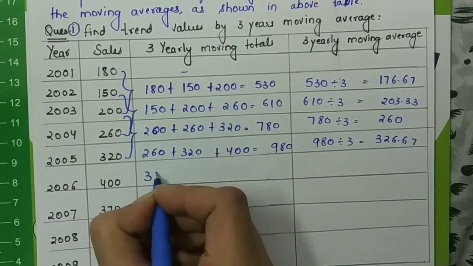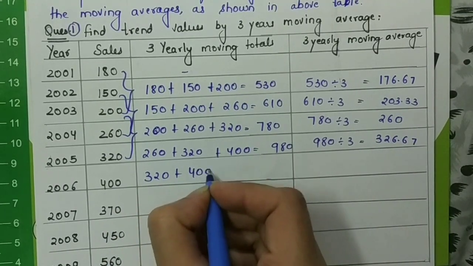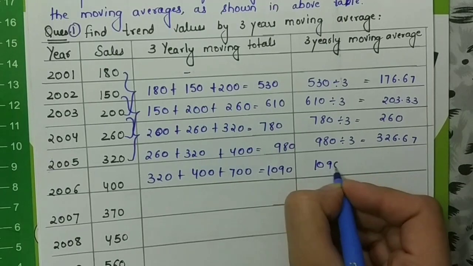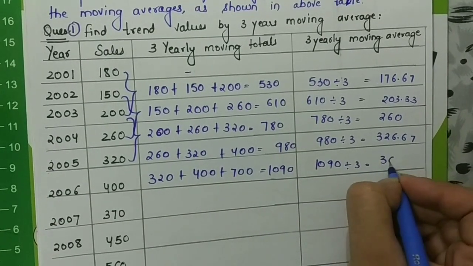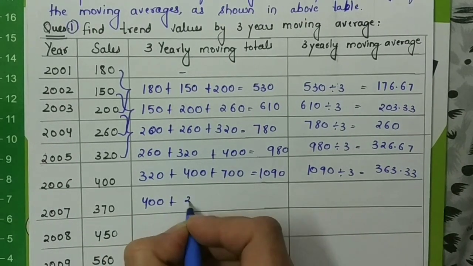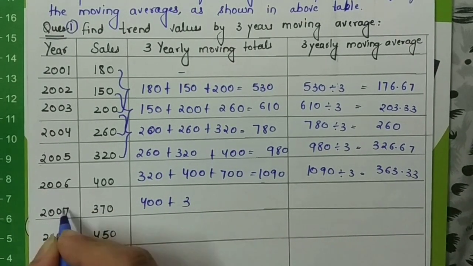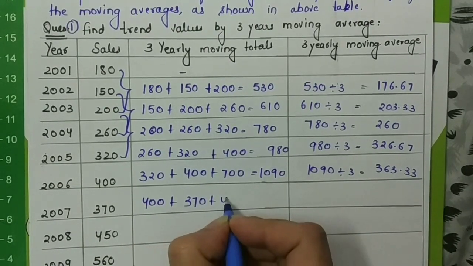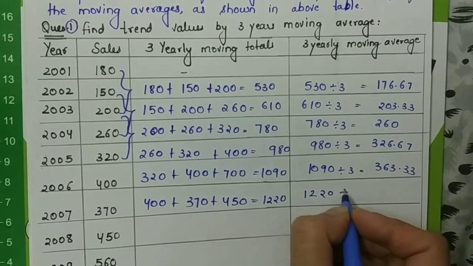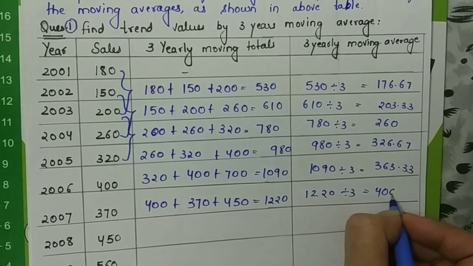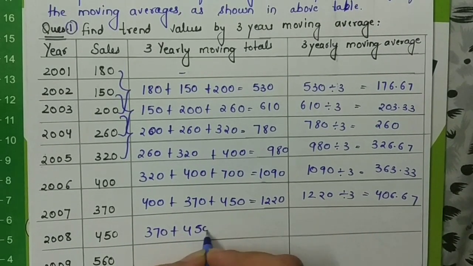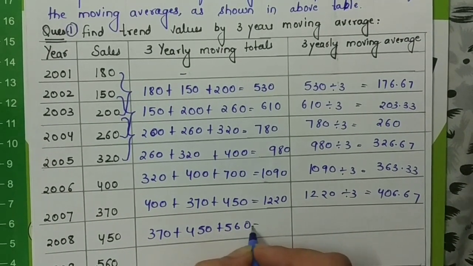326.67. Then 320 plus 400 plus 700 is equal to 1090. 1090 divided by 3 will give you 363.33. Then 400, I am taking this and this and placing it in the middle. 400 plus 370 plus 450 is equal to 1220. 1220 divided by 3 will give you 406.67.